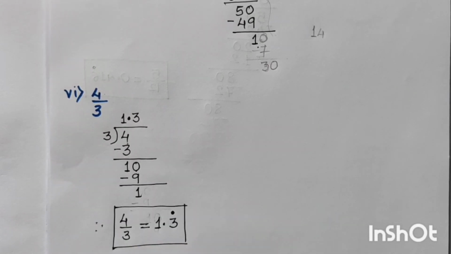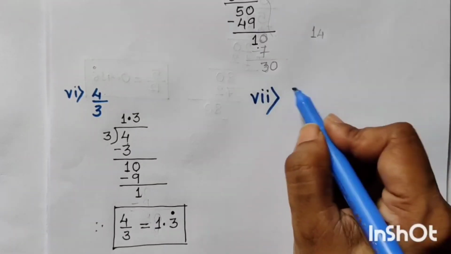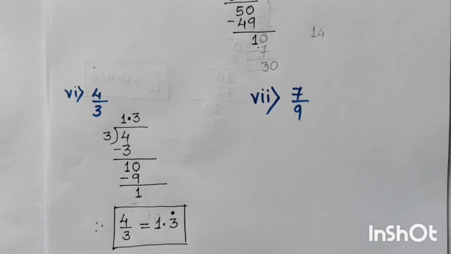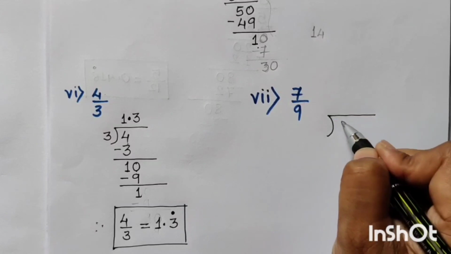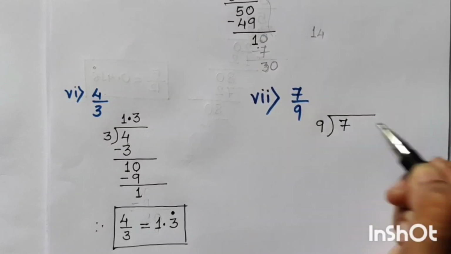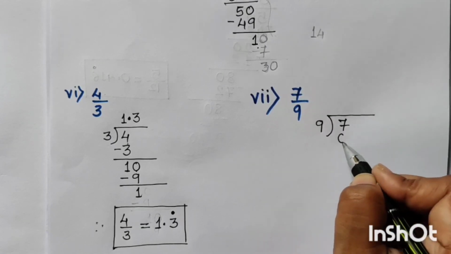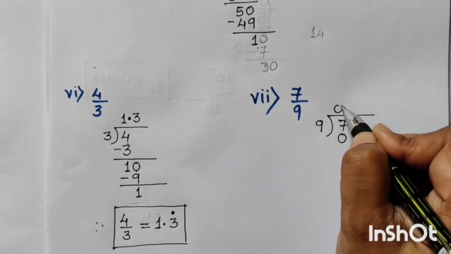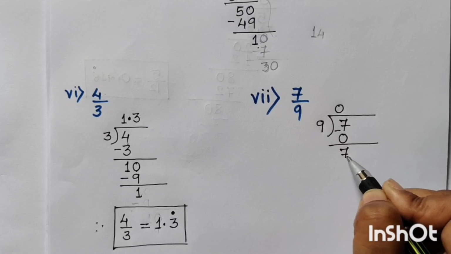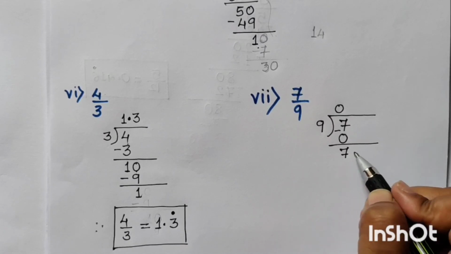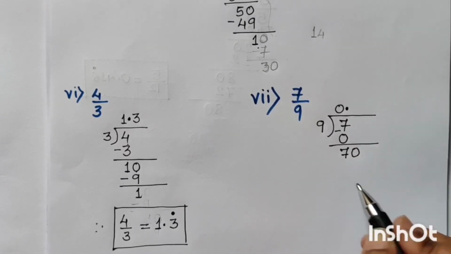Now see the last sum, 7th sum, 7 upon 9. That means 7 divided by 9. So 7 will be the dividend and 9 is the divisor. As 7 is smaller than 9, first we write 0. Then in the quotient also we will be writing 0. 7 minus 0, 7 we are getting. Now non-zero remainder, that means we have to put a 0 after 7. For this 0 we put a decimal point in the quotient.